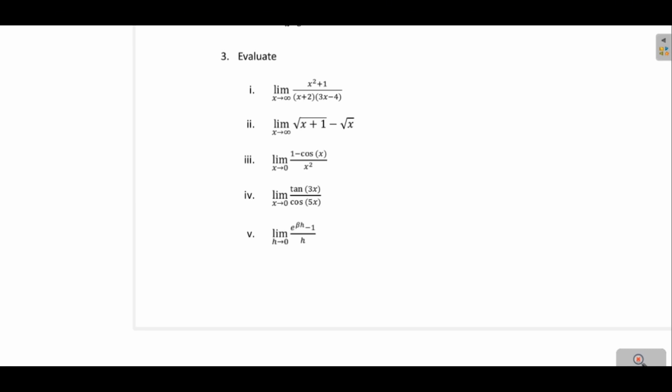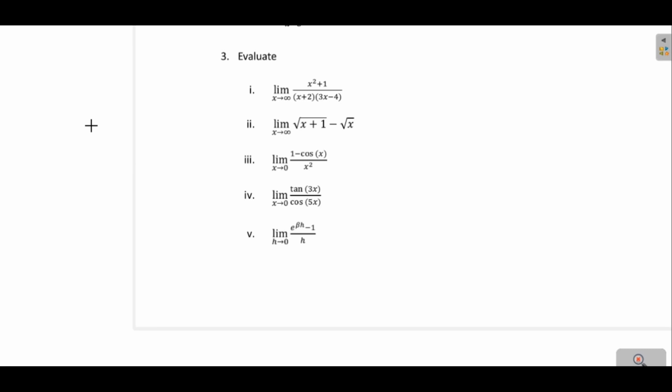You are welcome to the second part of our tutorial class in calculus. In this second part we are still looking at problems or questions that involve limits. In the first part we solved some questions involving limits, and in the second part we are continuing with it. In this part we have some problems where we need to find or calculate the limit.